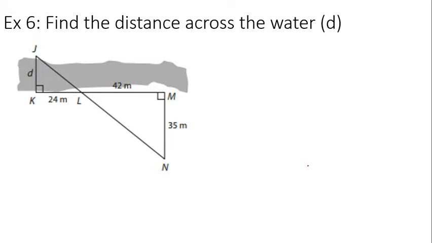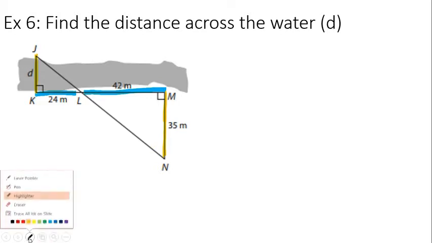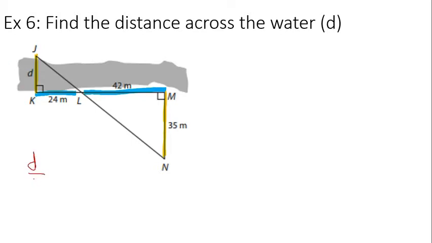Okay, example 6, again, distance across the water, here the river. And again, what I do here is figure out the proportional ratio or sides. So I know the 24 and the 42 go together, which means that length D and 35 correspond with each other. Okay, so when I set up my proportion here, I'll say D over 24 equals 35 over 42.